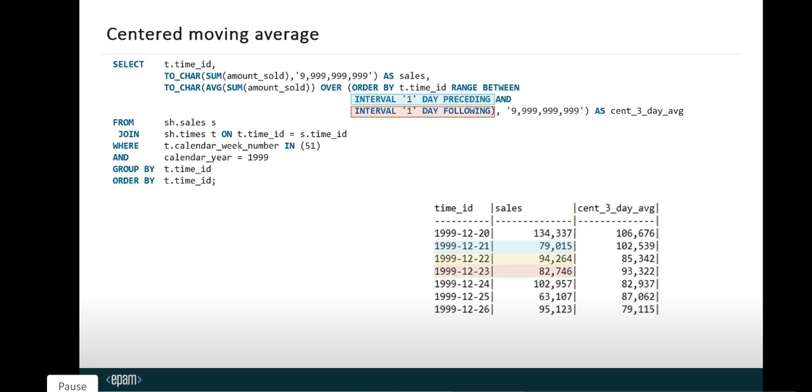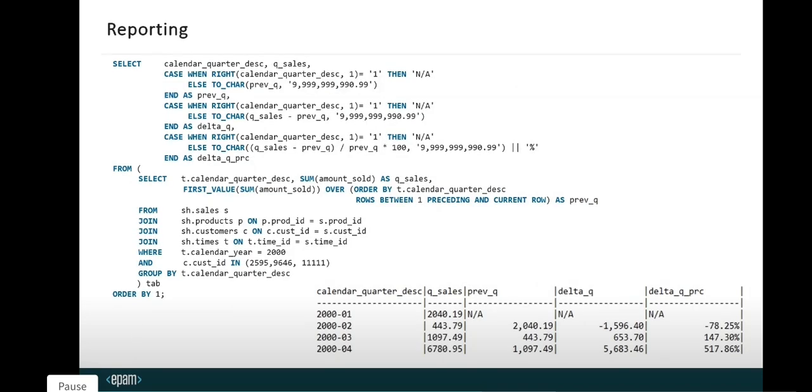The use of this construction is possible because the time ID field, by which the sorting is done, has the date type. As a result, the average function is applied to the resulting frame, and we get a centered moving average. The following report shows the number of sales by quarter for the year 2000.